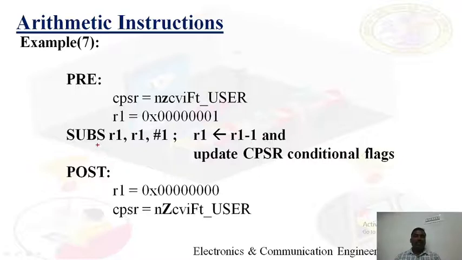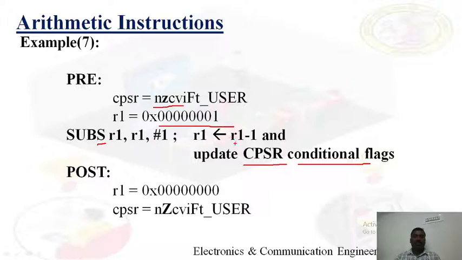Here we have appended the S field. Remember, the S field is used to update the NZCV flags in the CPSR register, or the conditional flags. Now assume that these are the conditional flags in the CPSR register. Now R1 contains 0, 1.